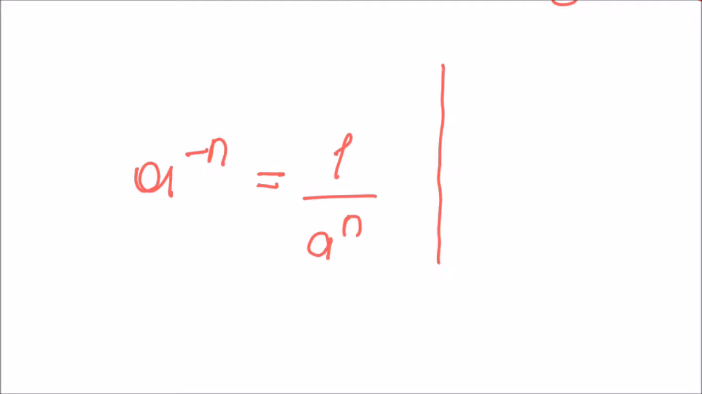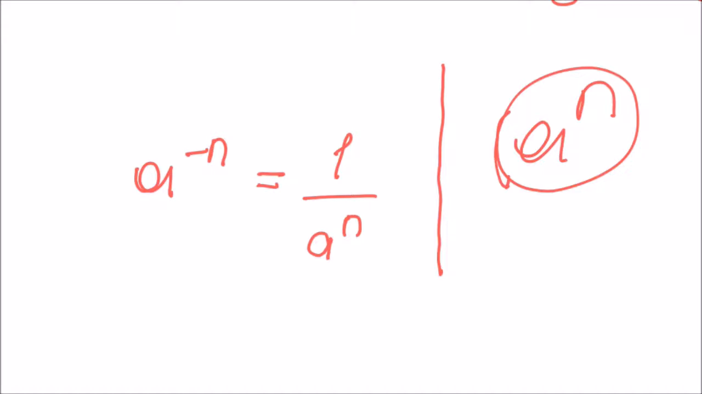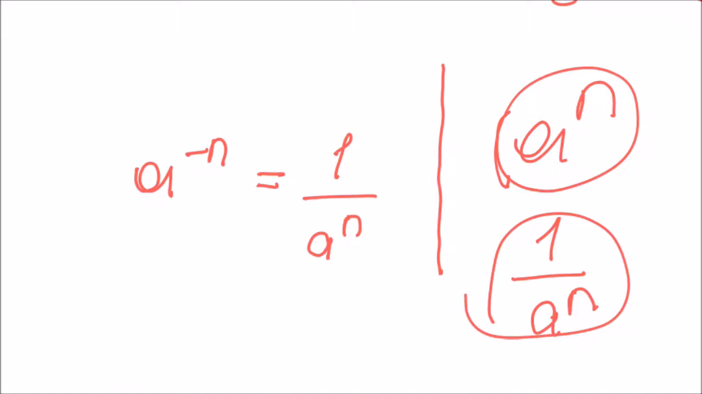That last example showed an easier way to handle negative exponents. This is the rule. A to the power minus n is equal to 1 over a to the power n. Firstly, calculate the positive exponent a power n. Then take the reciprocal, 1 over a power n.